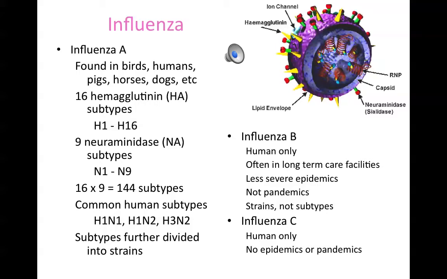Influenza B is found only in humans, often in long-term infections, less likely to cause epidemics in comparison to influenza A, does not cause pandemics, and has strains but not subtypes. So influenza A truly is the pandemic version of influenza, more likely to cause worldwide infections or epidemics than any other type of influenza. Influenza C only causes infections in humans. These are individual cases and does not result in epidemics or pandemics.